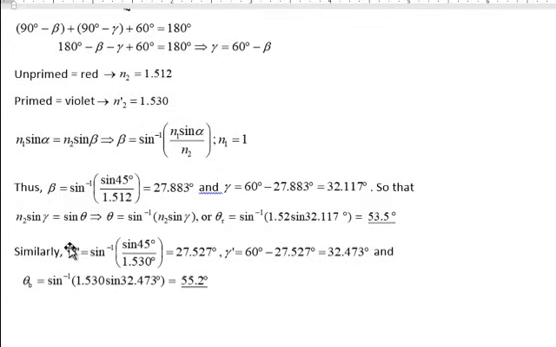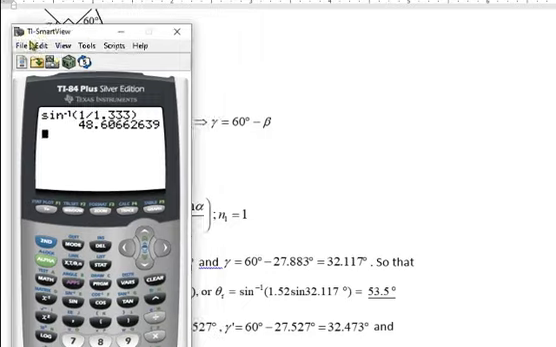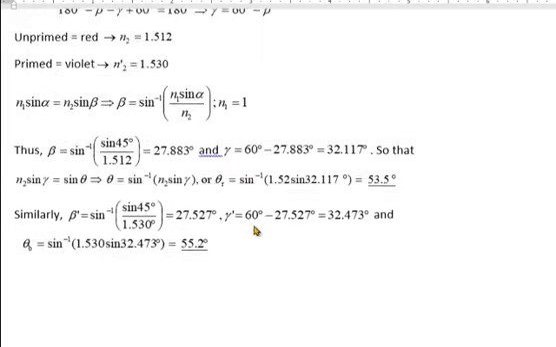And so here's the violet one there. And again, it's the same thing. Figure out that angle beta in the diagram to 27.5. Subtract that from the 60, so you get 32.4. And then use Snell's law again as it exits, and you get 55.2 degrees. I could show you that on the calculator, but we can also trust that the calculations are correct here.